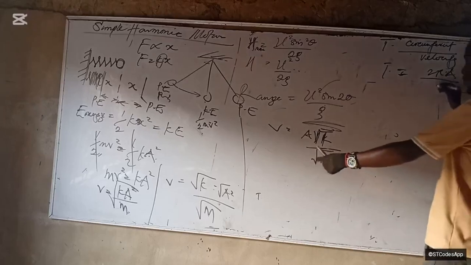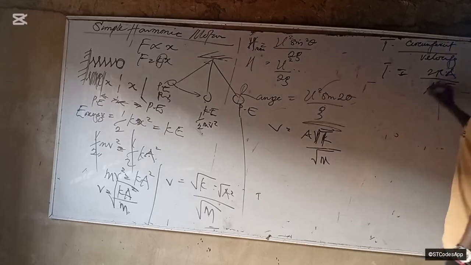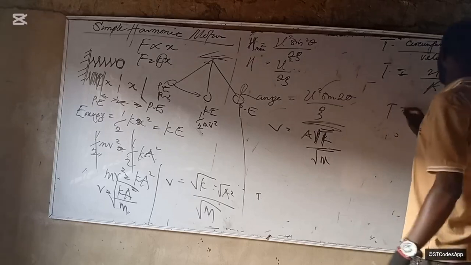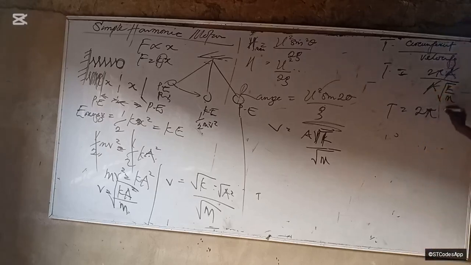What's our velocity? We got a root k over root m. So a takes care of a. So T is going to be equal to 2 pi. This guy will go up. Root m over k. Does this make sense now? Yes.